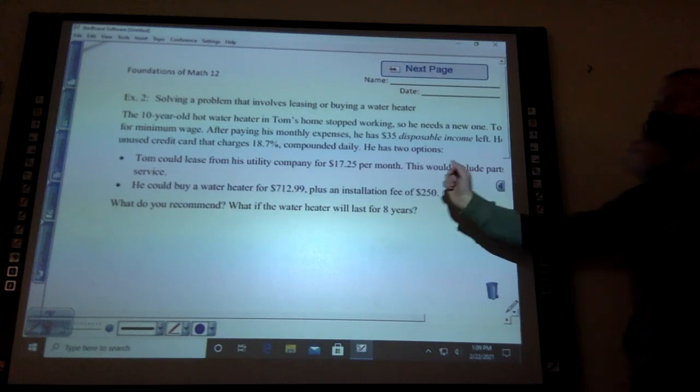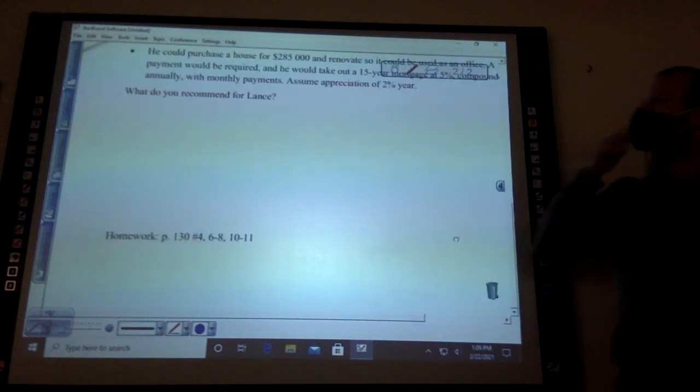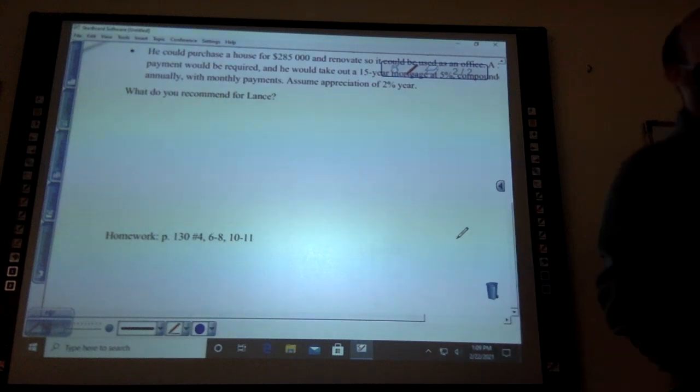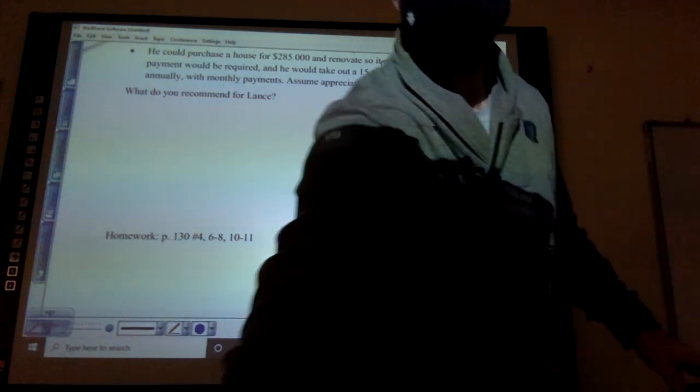So I'm going to skip these 2 questions. They're essentially the exact same, just with different terminologies. I'd rather you spend more time doing the practice problems. So I'm going to stop the notes there.